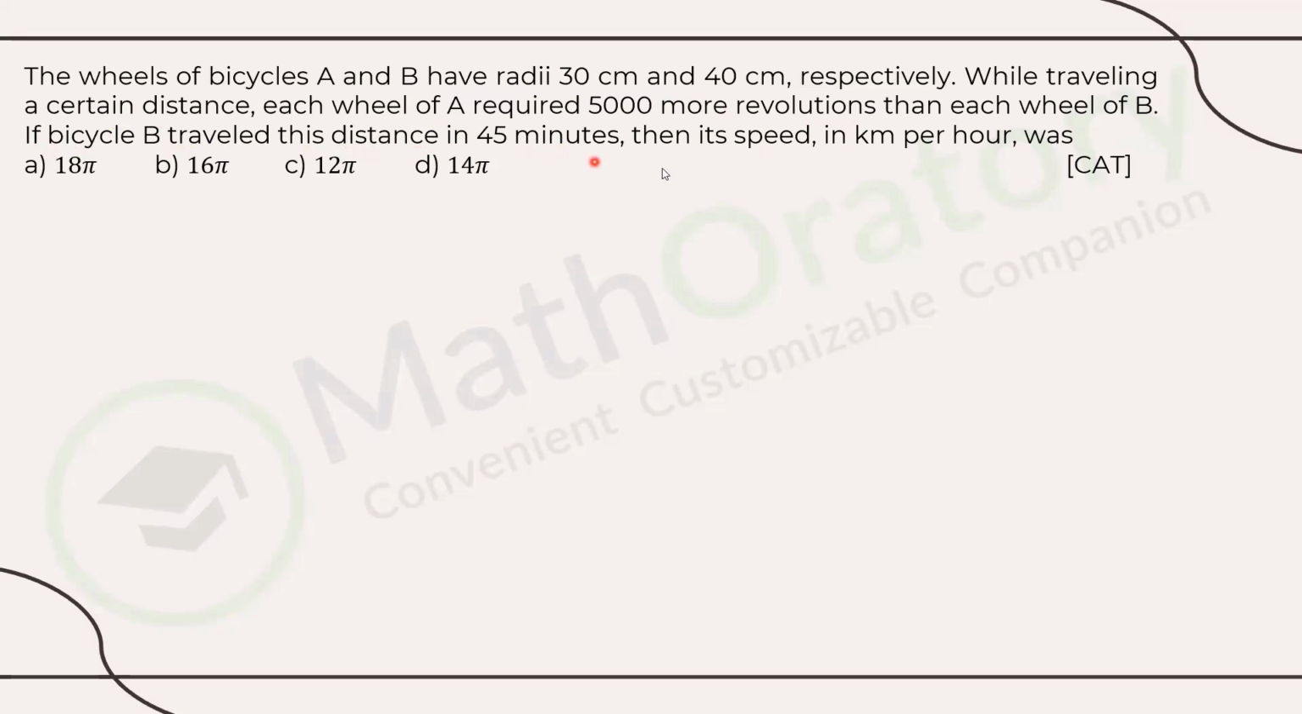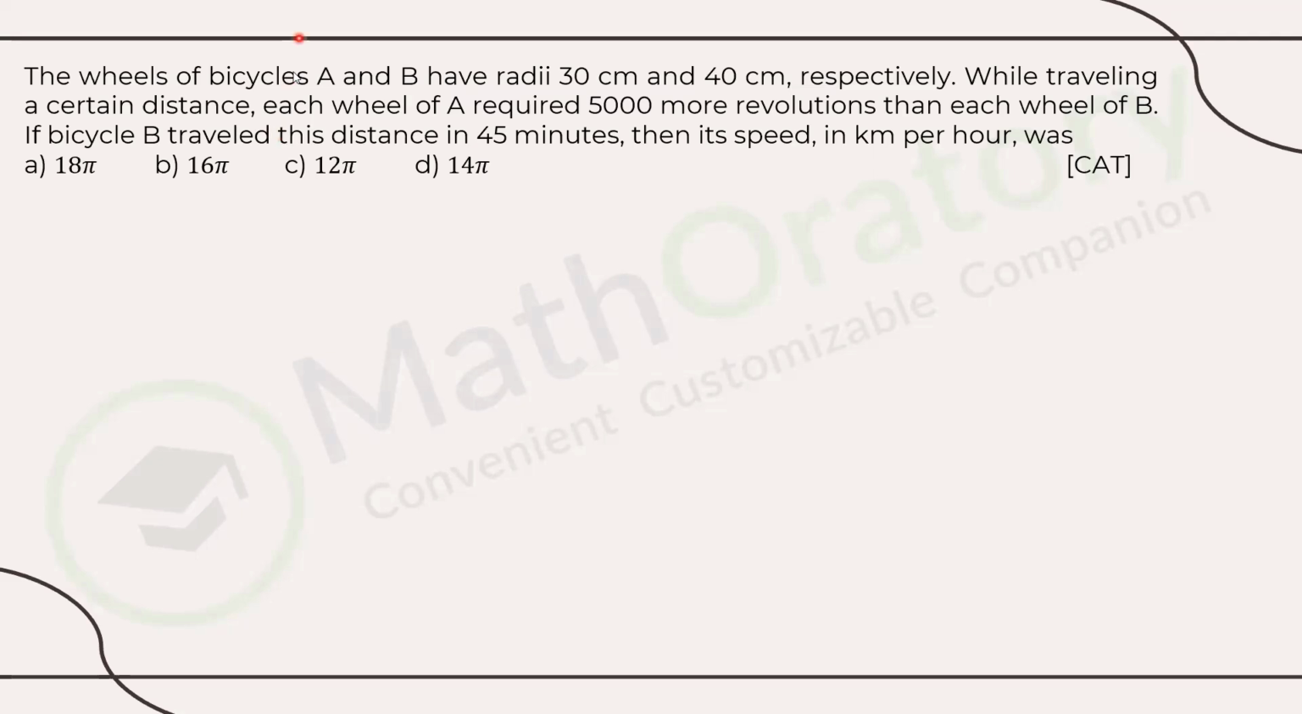Right. Now, later it says if bicycle B traveled this certain distance in 45 minutes, then its speed in kilometer per hour. So we are looking for the speed. Time is known to us. If I have to calculate speed, effectively, what do I need to calculate? The distance. Right. So essentially, this question is looking for the distance. Yes, to finally find the answer, we have to convert that to speed using the time provided. But basically, we are looking for the distance.